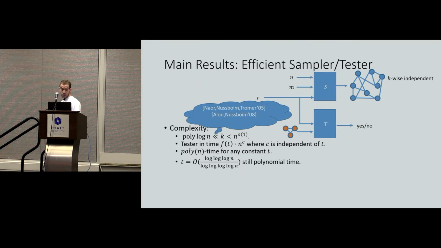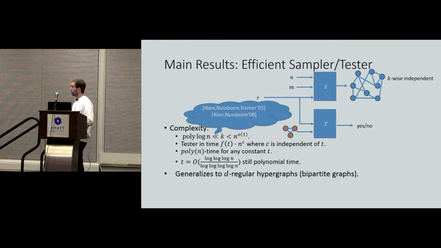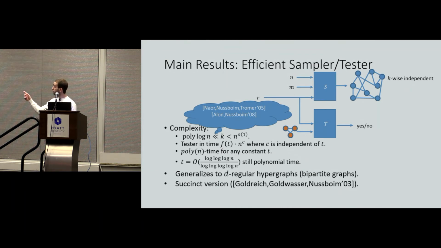And there are two remarks here. First, the result generalizes to D-regular hypergraphs, which we can think of as bipartite graphs. And there is also a succinct version in which the size of the representation of the graph G is polylogarithmic in N. Okay, and the notion of succinctness is due to GGN.